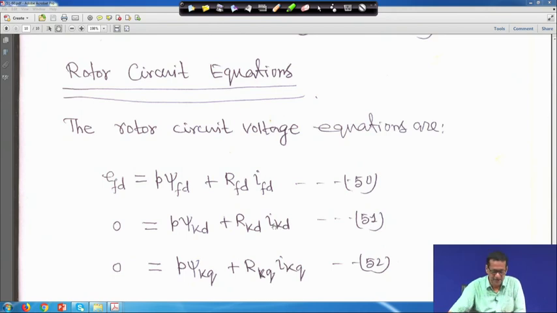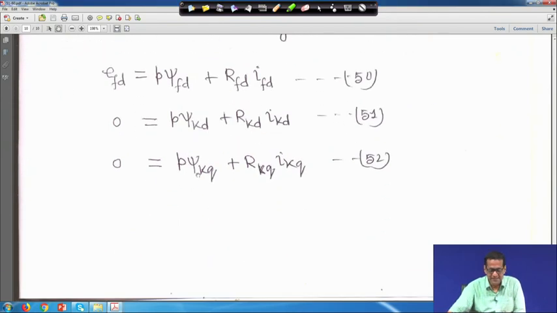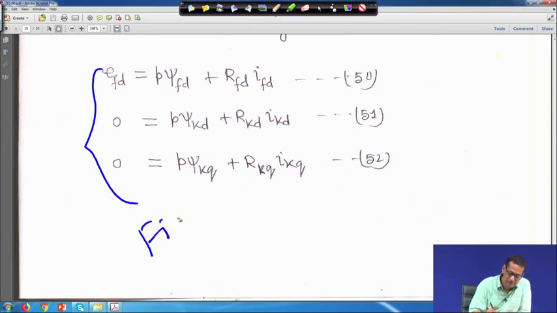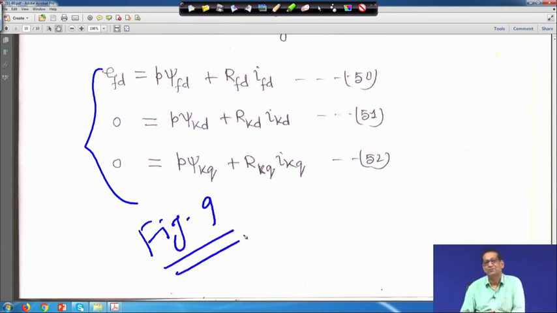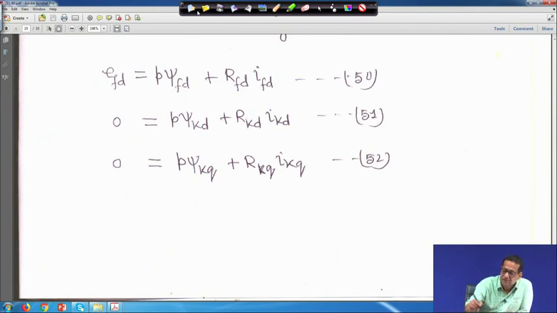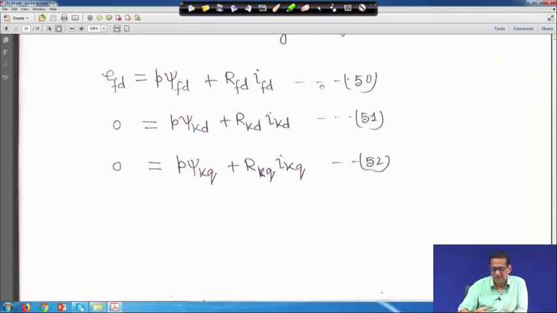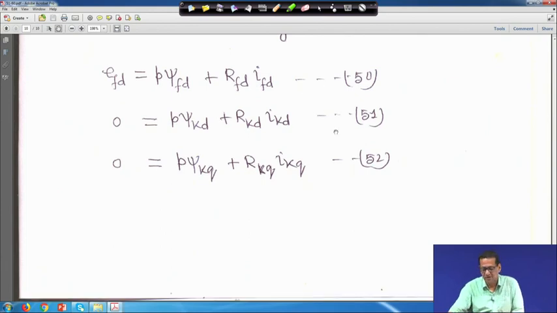This is equation 51. On the Q axis you have another armature winding, and because it is a closed circuit, 0 is equal to P psi KQ plus RKQ IKQ. All these things please refer to figure 9, right. Just see figure 9; this is a simple equation. So, this is your rotor circuit equation. So, just hold on.